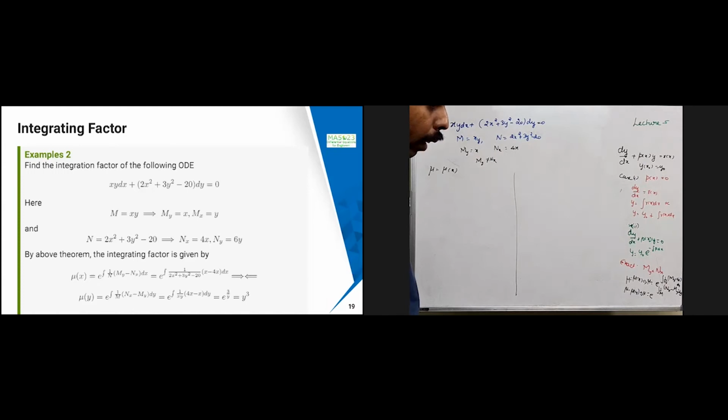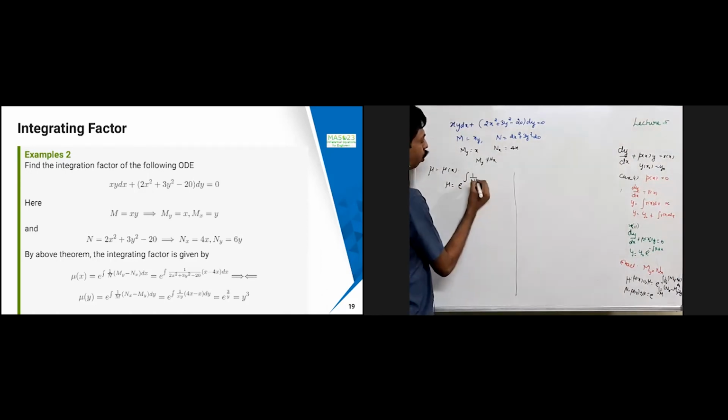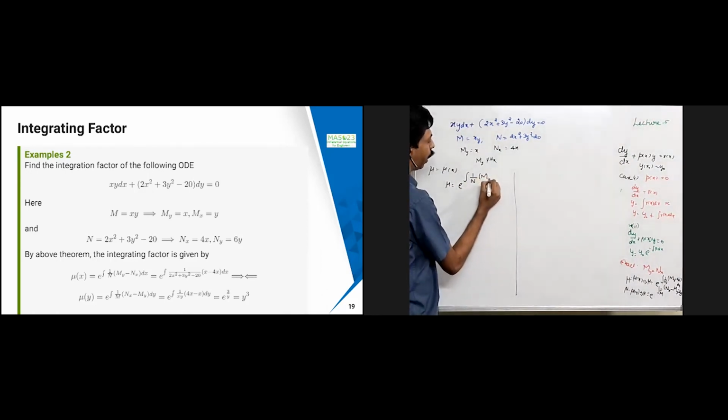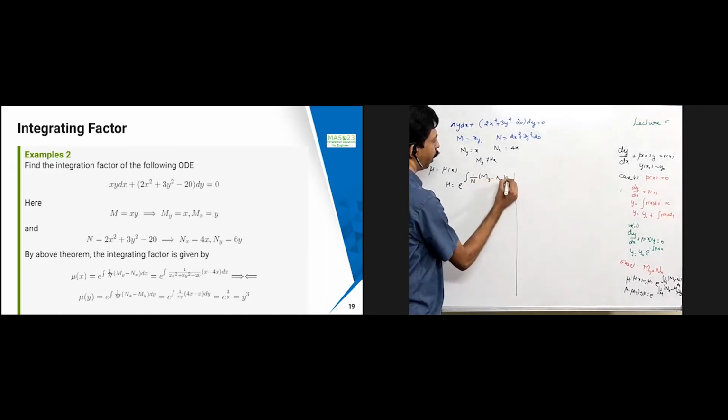So what all things should be done? My minus Nx I have to find. My I already found and Nx also I got. Now what you need to do? You have to find mu of x. So mu equal to mu of x. Then what is mu? You have to find. So mu is going to be e power integral 1 by N into (My minus Nx) dx.